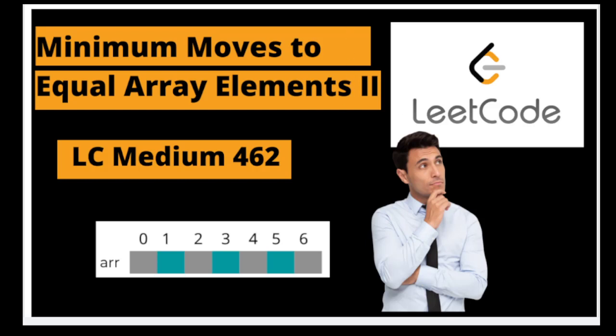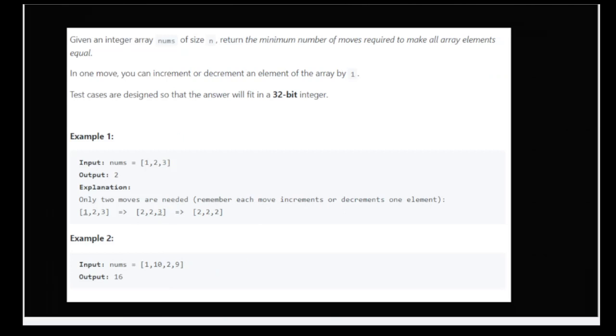Now let's see what the question says. We have been given an array nums of size n. Return the minimum number of moves required to make all array elements equal. That means how many moves should we do to make the array elements equal. In one move, you can either increment the element by one or decrement the element by one. So we can either do plus one or minus one, depending on the condition. Test cases are designed so that the answer fits in a 32-bit integer.